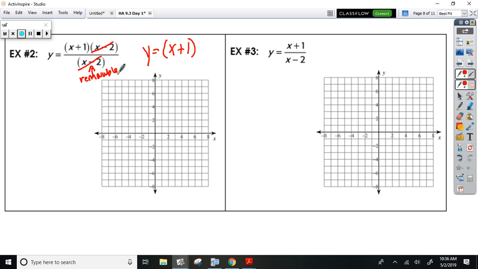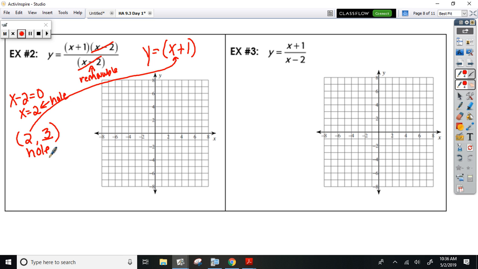So we're going to say x minus 2 equals 0, x equals 2. But that is not a line. If it's removable, it's called a hole. So you need to make it into an ordered pair, 2 comma something. To figure out what that something is, we'll plug 2 in for x. 2 plus 1 is 3. So this is a hole in the graph. I usually graph those first so I make sure I don't make it look filled in. So 2 comma 3, put a nice open circle.